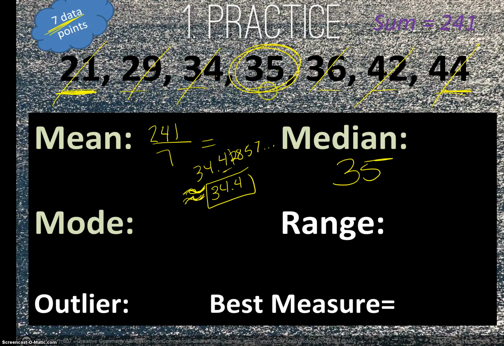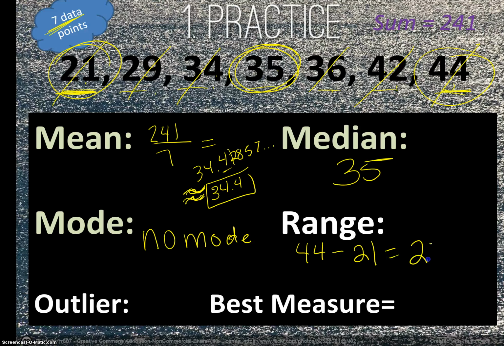My mode is a number that happens the most. All of these numbers happen one time. So in this case, instead of putting a 0, because that means an actual number 0 applies, if there isn't any, you write no mode. So it's 2 separate words, no mode. The range is your biggest number minus your smallest number. Again, very helpful to write them in order right away so that you can find all these fairly quickly.